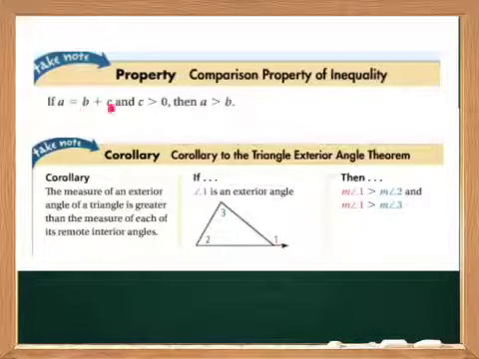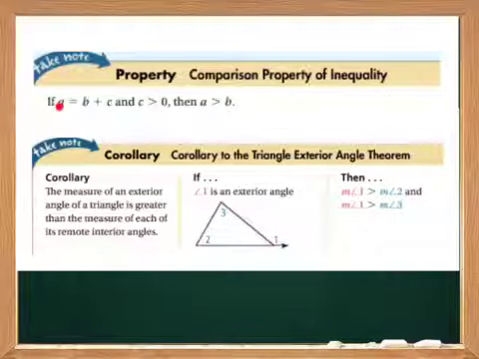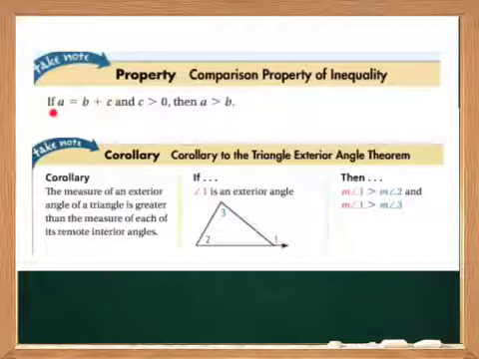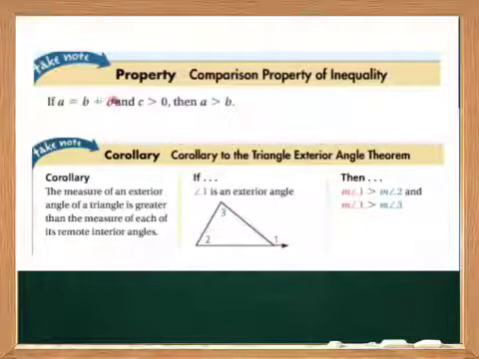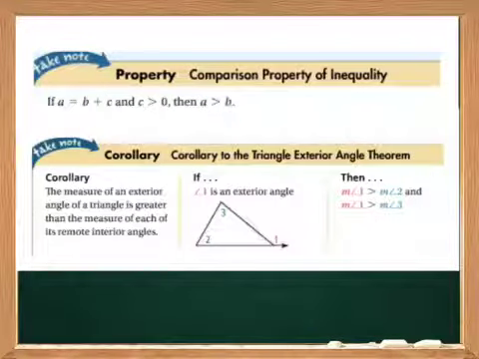If A equals B plus C and C is greater than 0, then A must be greater than B, because that means that A is broken up into two parts, so it must be bigger than this part if C is not 0. If C was 0, then they could possibly be equal, but since C is greater than 0, A must be greater than B.